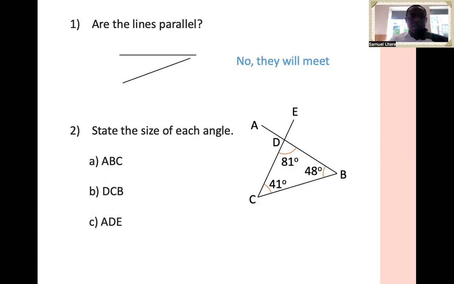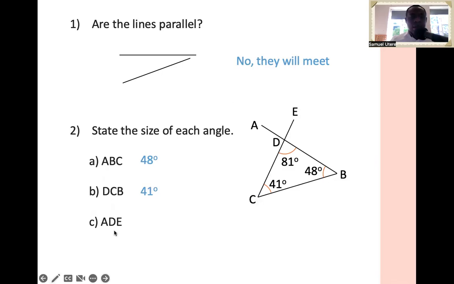Next, you were asked to state the size of each angle. This exercise is meant to help you recall how to identify and label angles correctly. Notice how the middle letter tells you the position of the angle. So ABC should be 48. The middle letter B is telling us that we're looking at the angle of 48 degrees. DCB: notice how the middle letter tells us the location of the angle. So the letter C tells us that we are after the angle of 41 degrees.